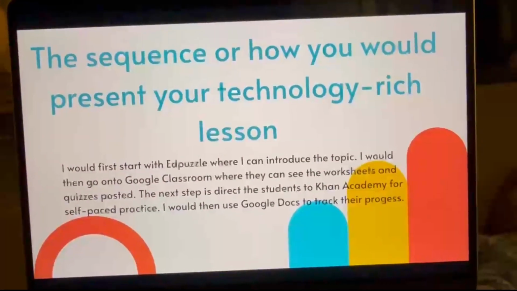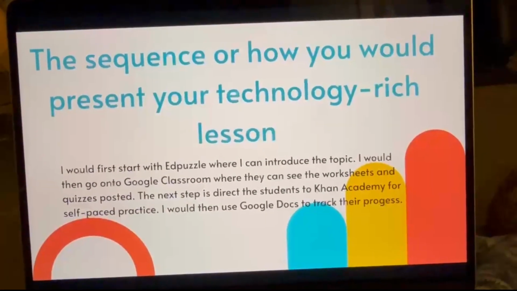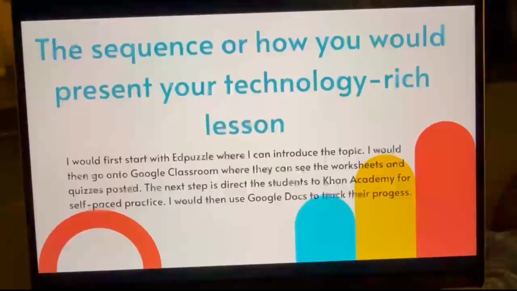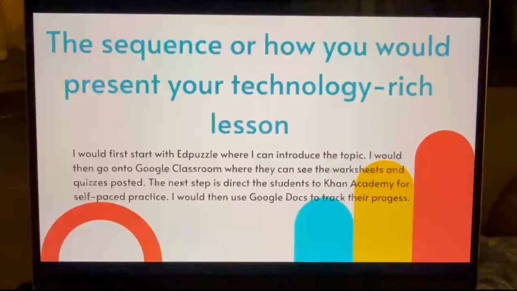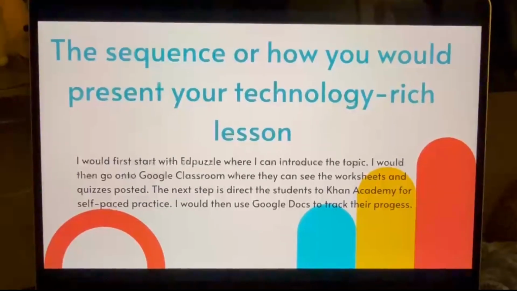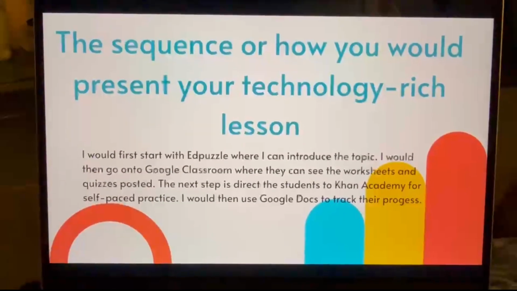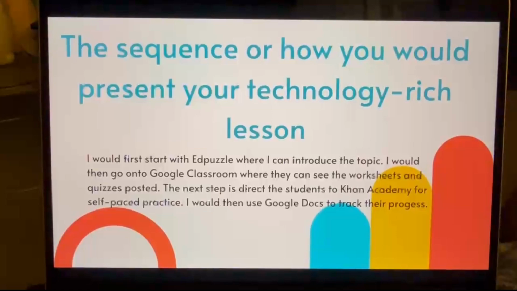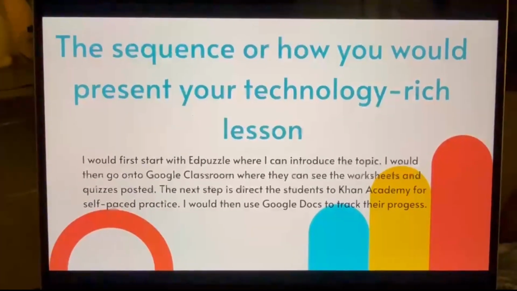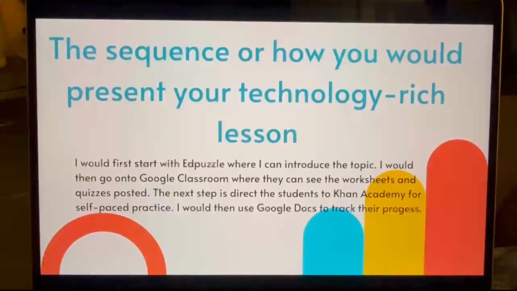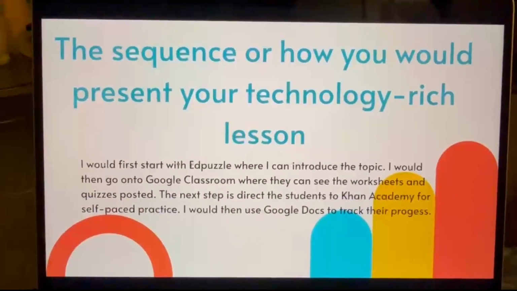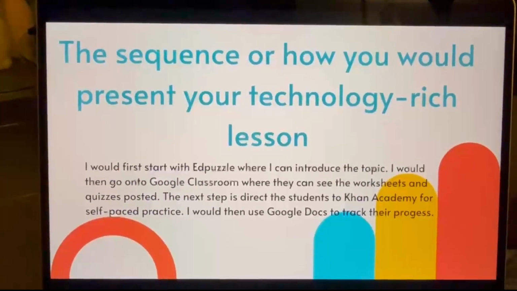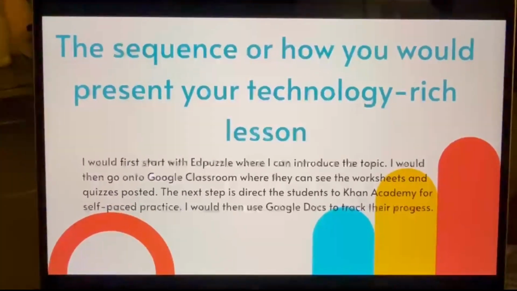So the sequence, or how you would present your technology-rich lesson. I would start with Edpuzzle, where I can introduce a topic. I would let them see the video, and I would just kind of introduce that to them. I would then go on to Google Classroom where they can see the worksheets and quizzes posted. It's a really nice thing for kids to know what they're getting into, and they won't be so stressed about everything when it's piled onto them when they don't know anything.